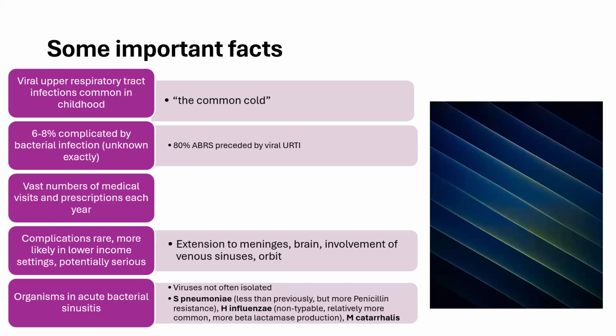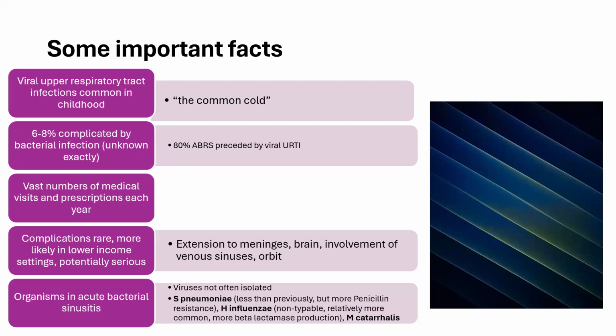Complications are rare, but in our setting, certainly in our state sector, we see more complications, and they can be potentially serious because they're very close to the meninges, the brain. There can be involvement of the venous sinuses, and the orbit is right there, so you can get orbital cellulitis as well.